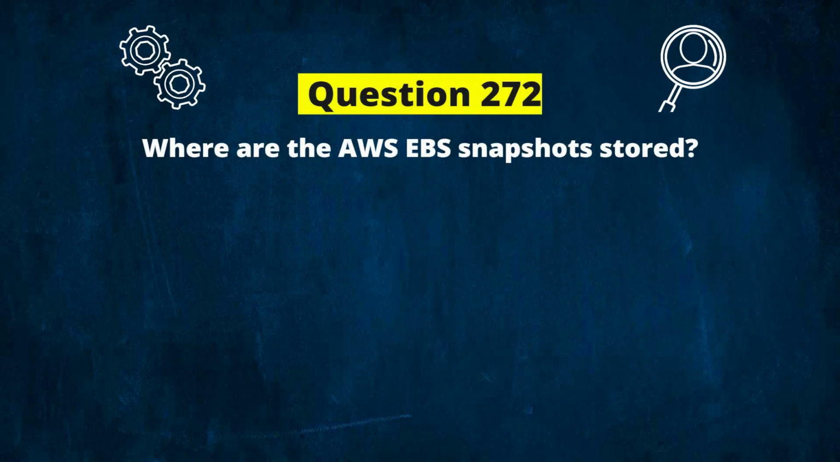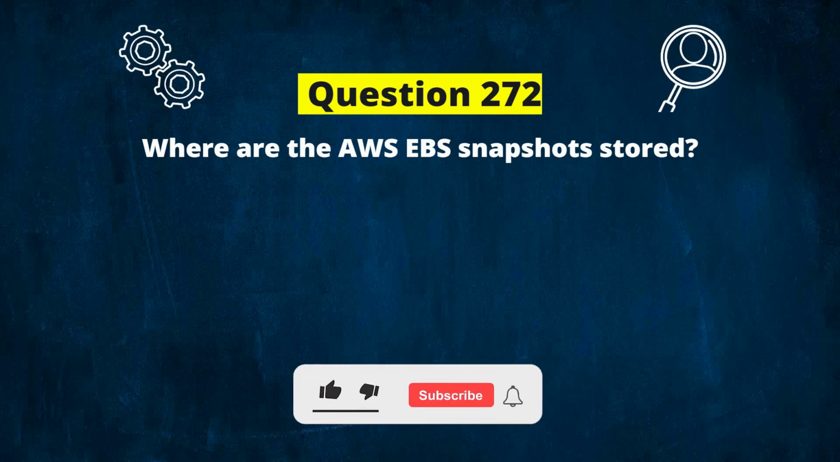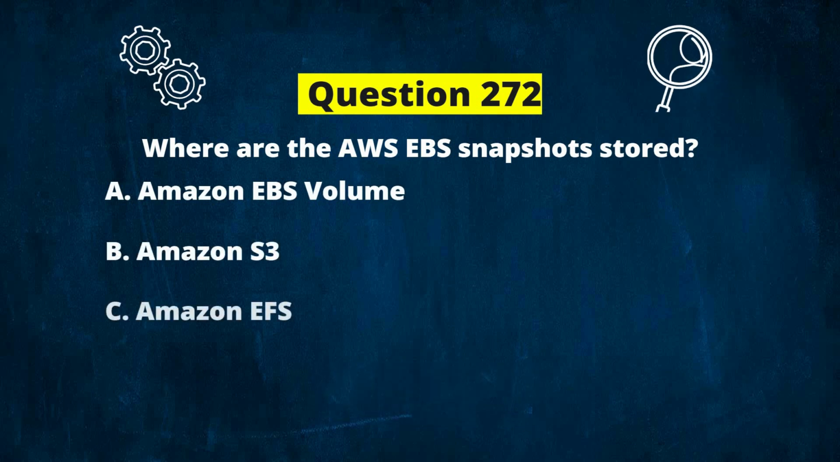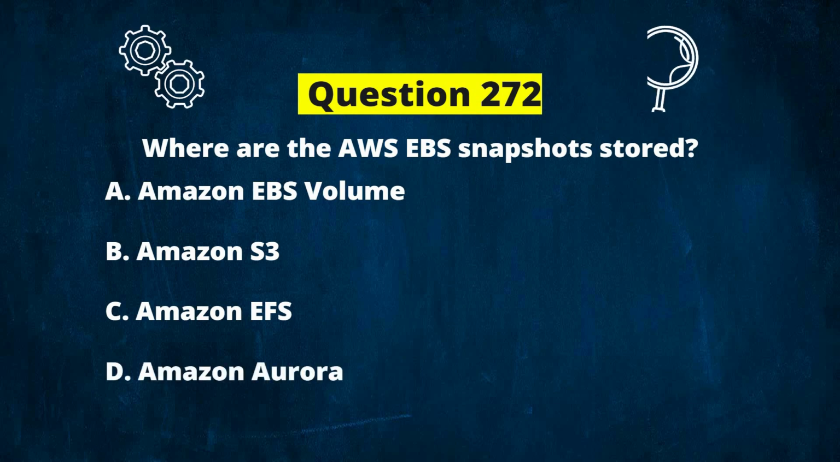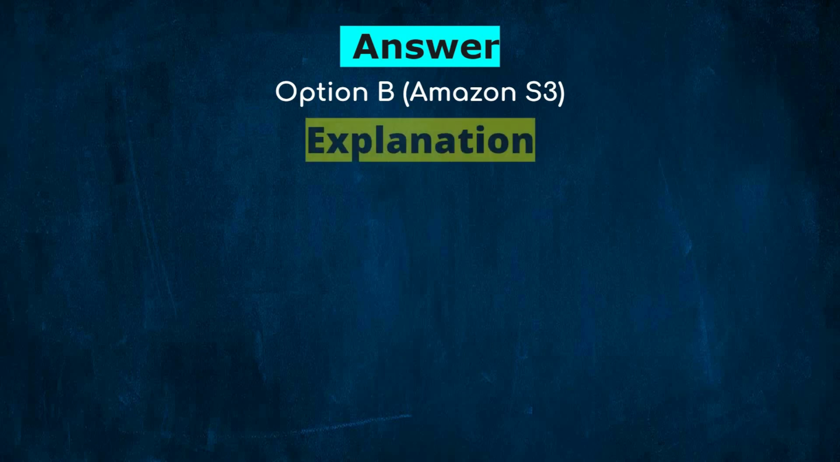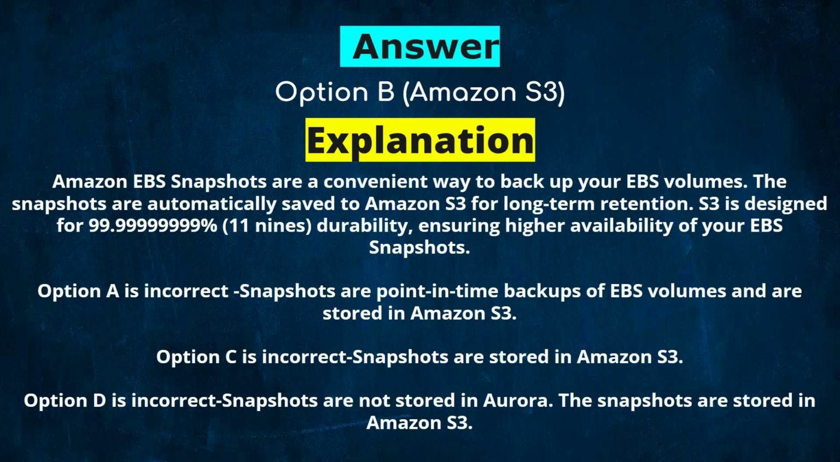Next question. Where are the AWS EBS snapshots stored? The options are: A. Amazon EBS volume. B. Amazon S3. C. Amazon EFS. D. Amazon Aurora. And the correct answer is option B, Amazon S3. Explanation. Amazon EBS snapshots are a convenient way to back up your EBS volumes. The snapshots are automatically saved to Amazon S3 for long-term retention. S3 is designed for 99.999999999 percent durability, ensuring higher availability of your EBS snapshots.